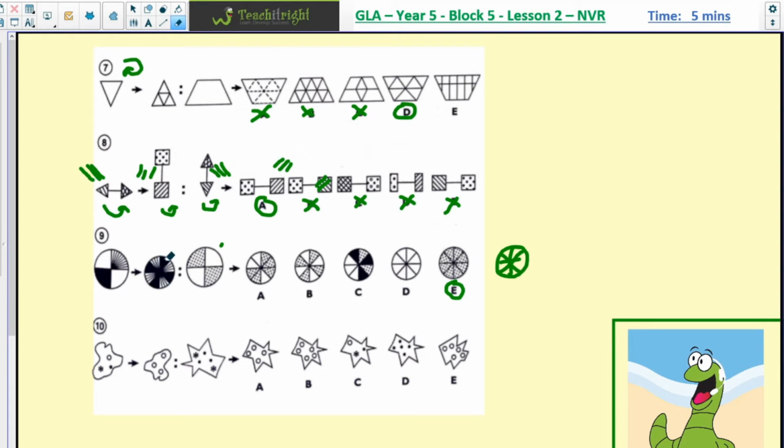So if you look in this one, it's going black, then the fan, black, then the fan, black, then the fan shape. In this case, it's just dotted, dotted, dotted, dotted, dotted. So the answer is E. Quite a good one, that. Interesting. Right, question number 10.